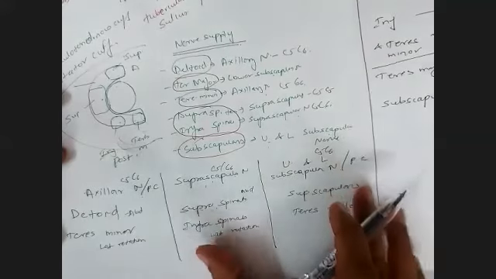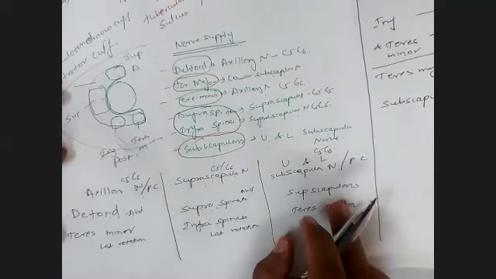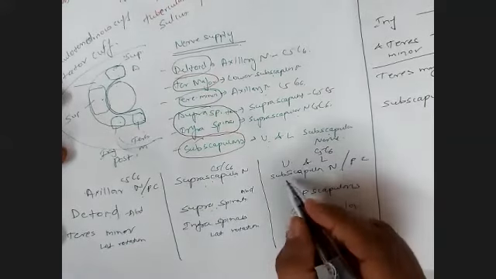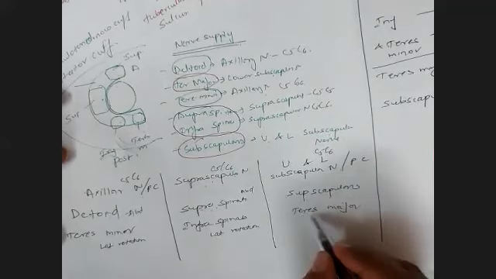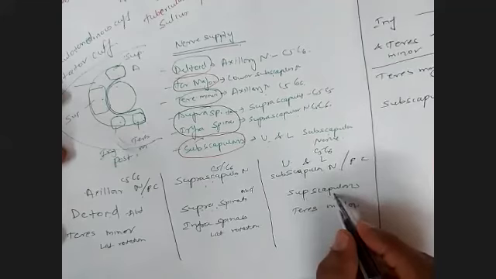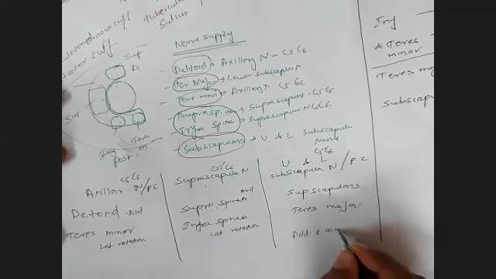So of the 6 muscles, they are divided into 3 groups as per nerve supply. Upper and lower subscapular nerve supplies subscapularis and teres major. Both of them are adductors and medial rotators of the shoulder joint.